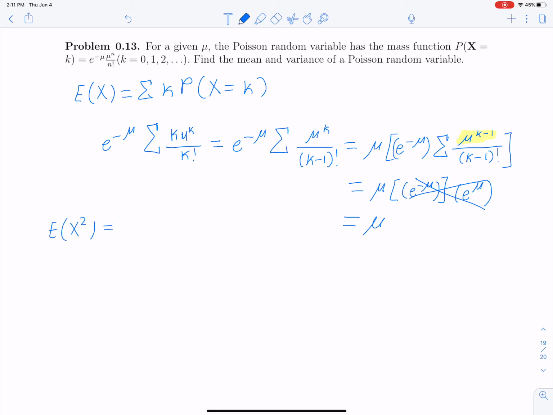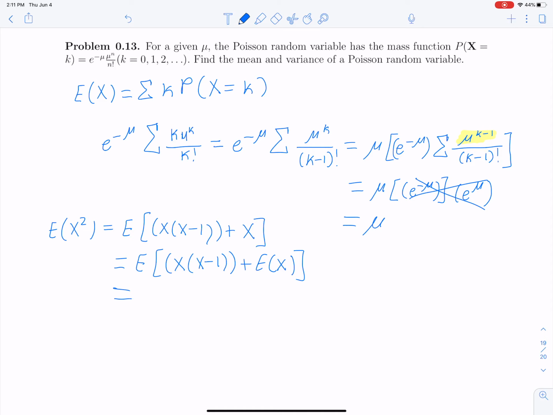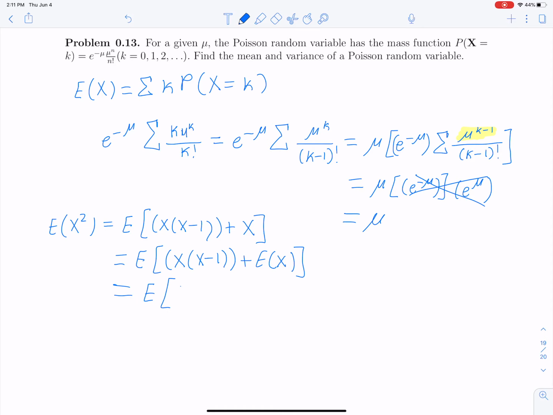So now, if I want to find the second moment, E of X squared, I basically just have to use the formula from above that we derived, which would give me E of X times X minus 1 plus X. And then, recalling our rules, plus E of X. Okay, and remember we found E of X above, and that was mu, so I can actually plug that in now.